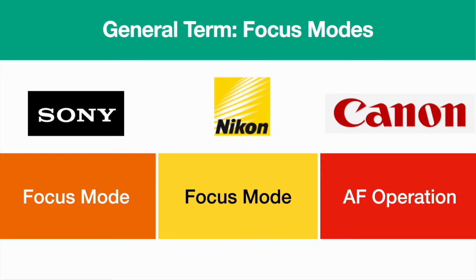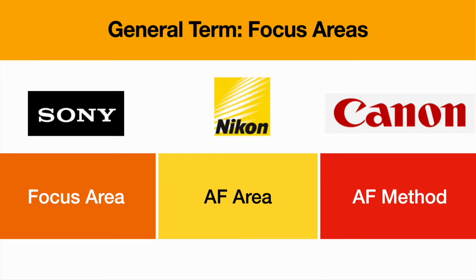From my teaching experience, the most challenging part in learning photography is to figure out what focus mode and focus area are called in your own camera. Camera manufacturers do not have a set of unified names for the same type of settings, and this can be very confusing. While most camera brands like Sony and Nikon name it focus mode, Canon calls it AF operation. As for focus area, Sony calls it focus area, but in Nikon it's called AF area, and in Canon it's called AF method.